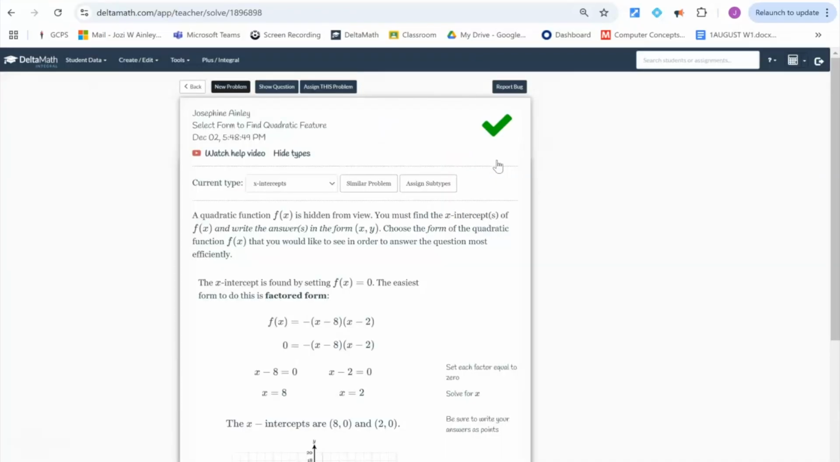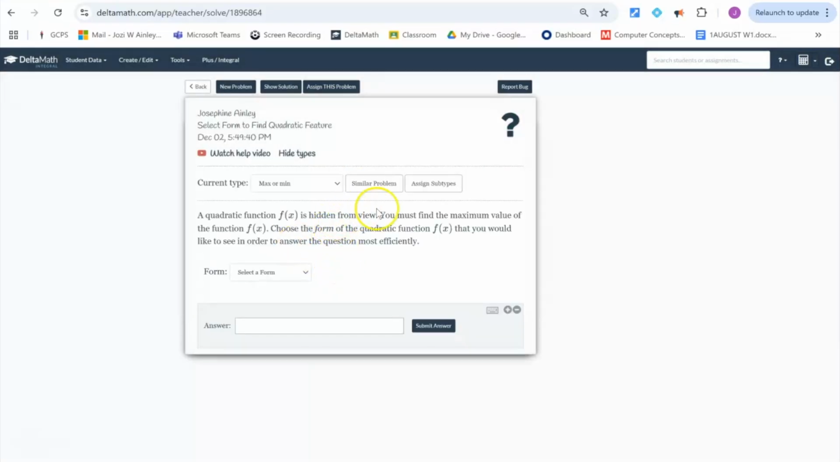All right, and then finally, how do I find my vertex? If you are being asked to find your vertex, or your maximum or minimum, which is another word for vertex, so find your maximum or minimum. Whenever they ask me for the maximum value, though, they're only asking for the y value. So what form would I need to find the highest or lowest point? I need my vertex form. So I'm going to choose my vertex form. And what is my vertex?